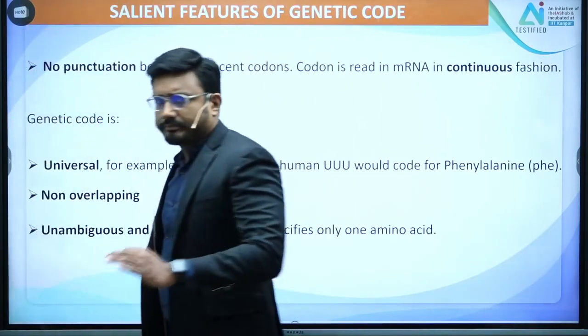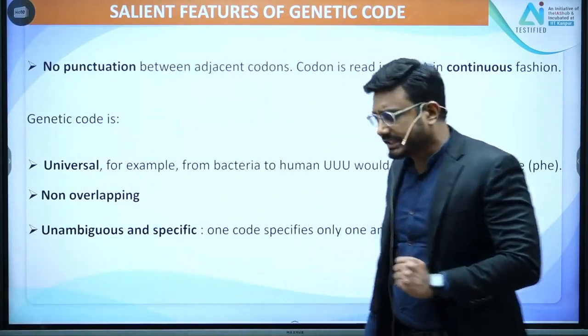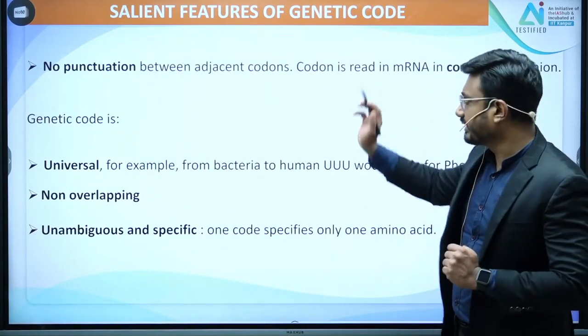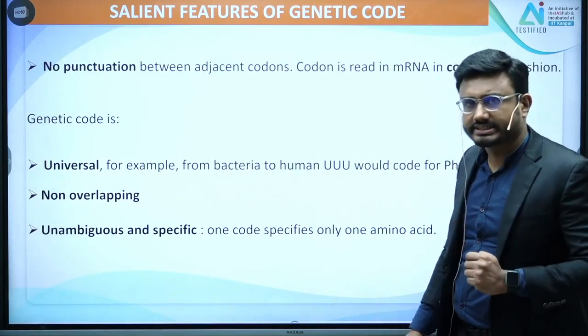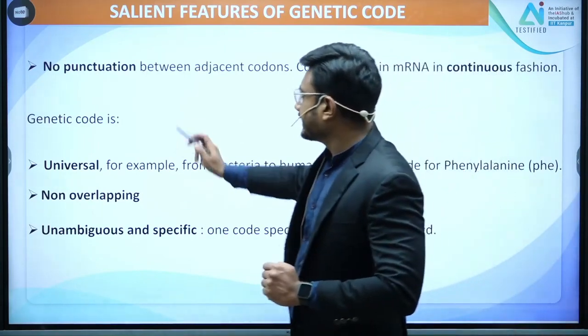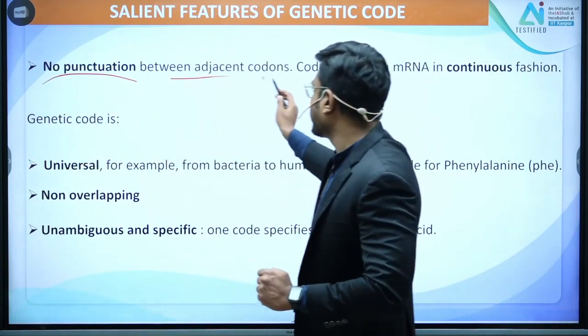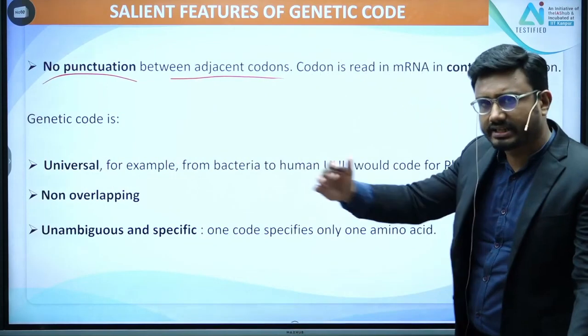There are some important salient features of the genetic code. This is also a very important topic. Let us go through these salient features. There is no punctuation between the adjacent codons, so they are read in a continuous manner.